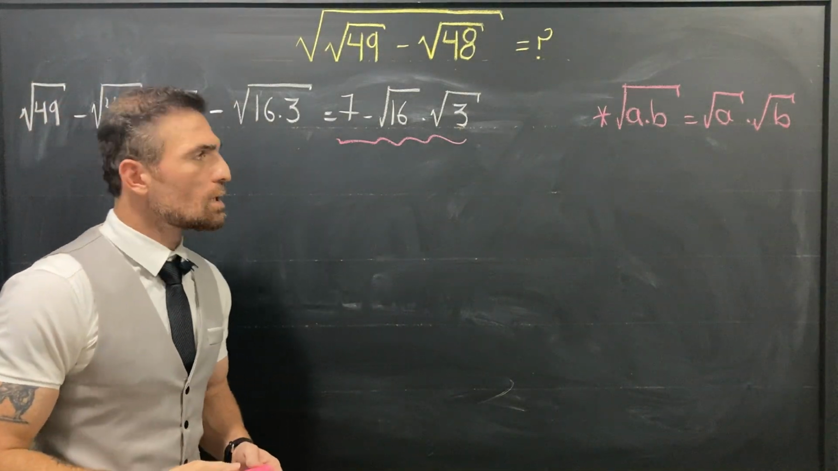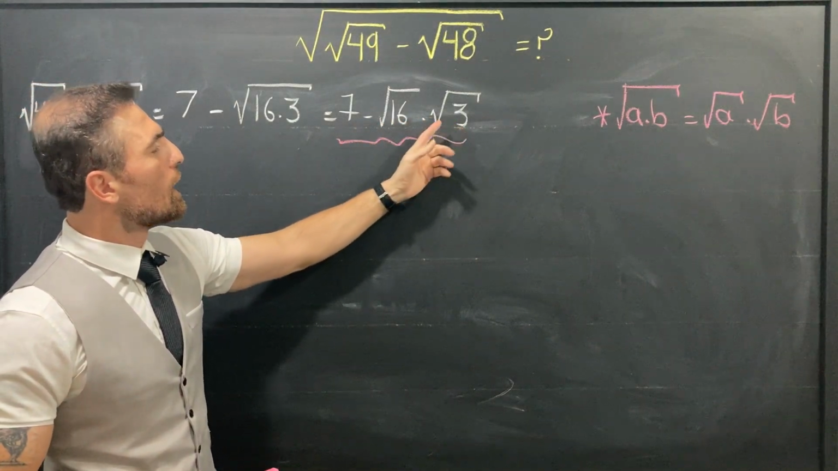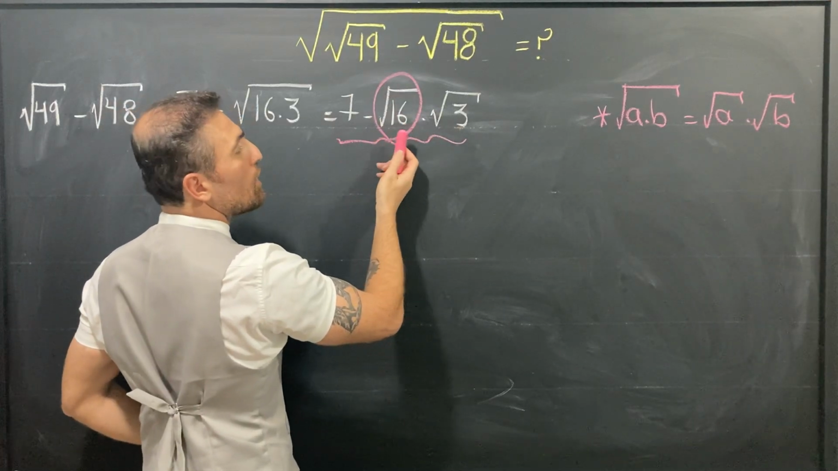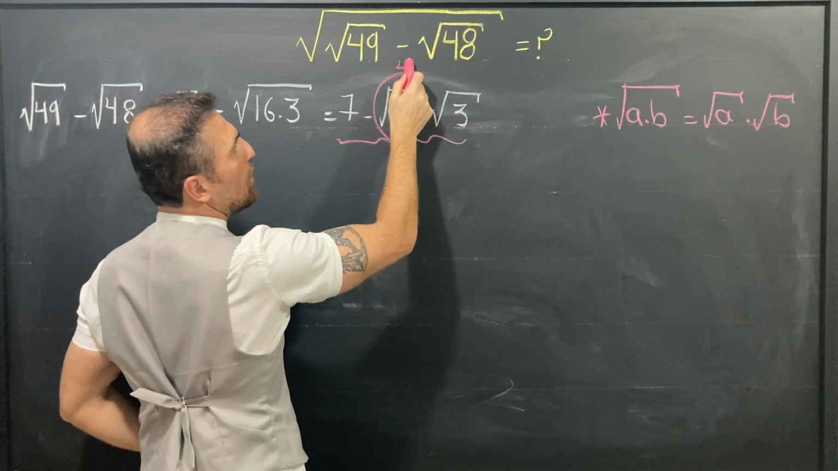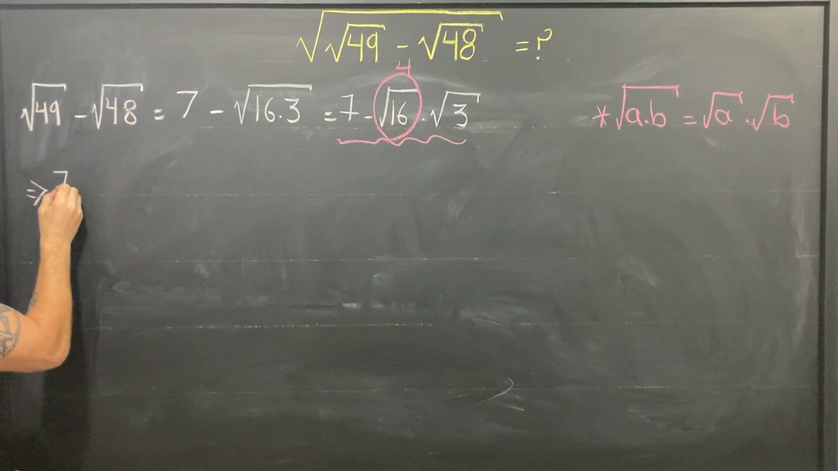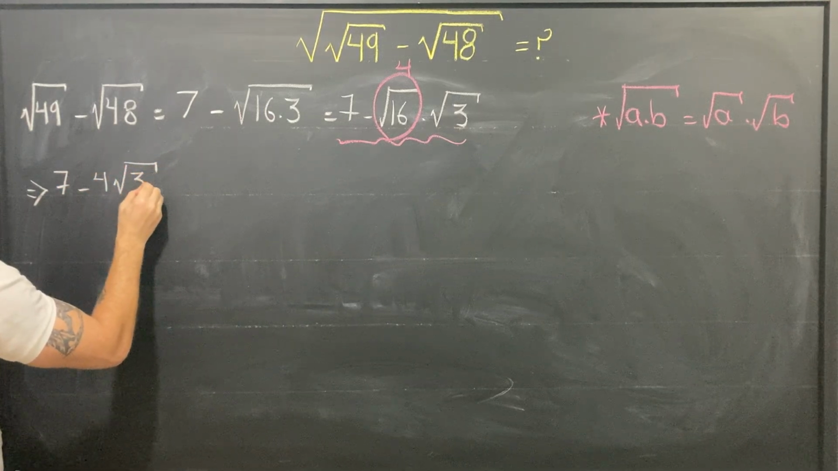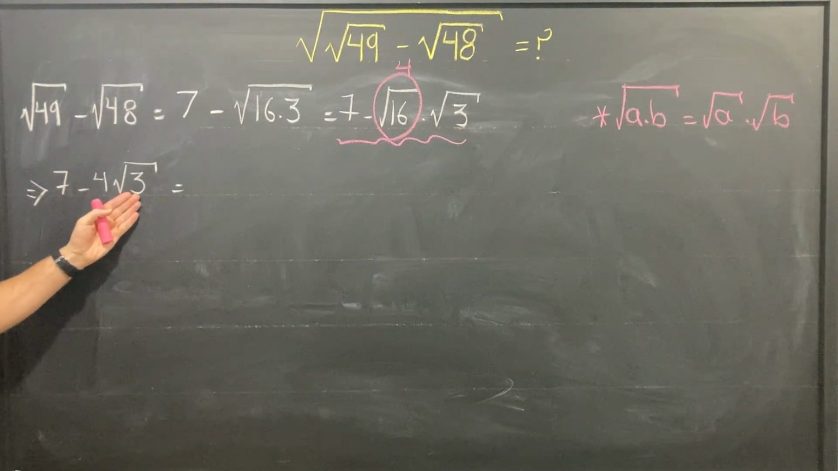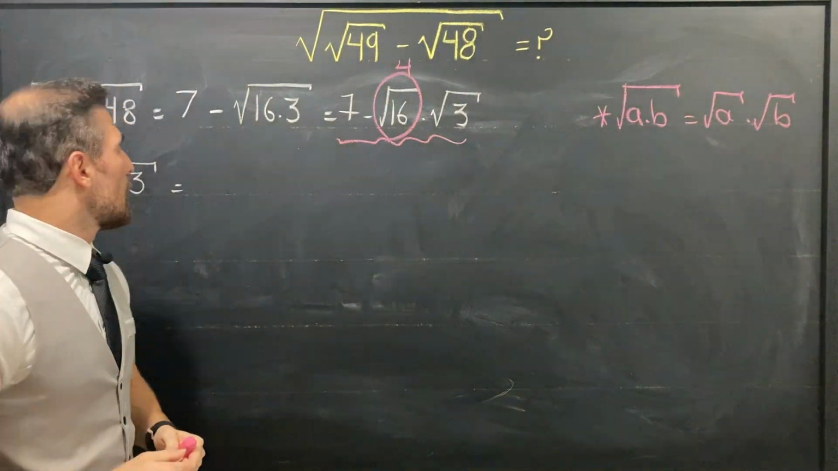What should we do to continue the solution? We have 7, square root of 16 and square root of 3. As you know, 16 is a perfect square, so it can be written as the product of 4 times 4, and the square root of 4 times 4 is 4. So let's continue the solution and rewrite this as 7 minus 4 square root of 3. Now, we have 7, we have 4, and we have a square root of 3. Here we need to be clever and find a solution.